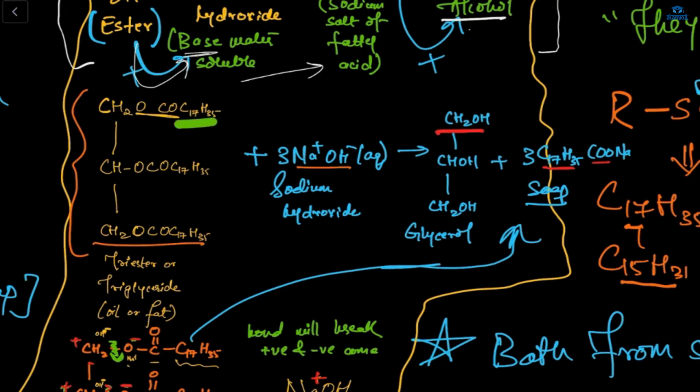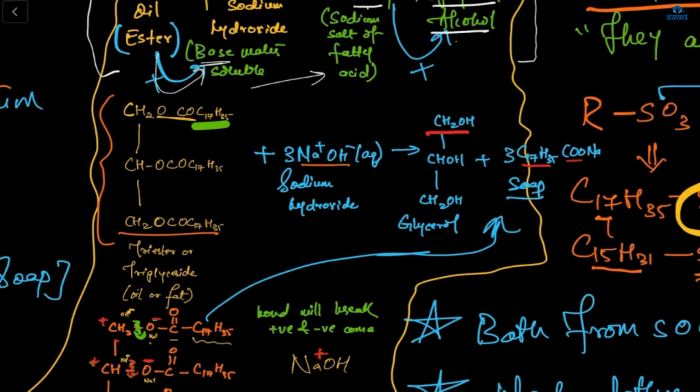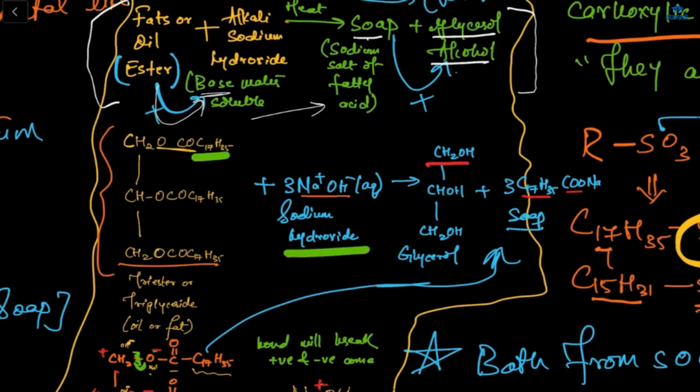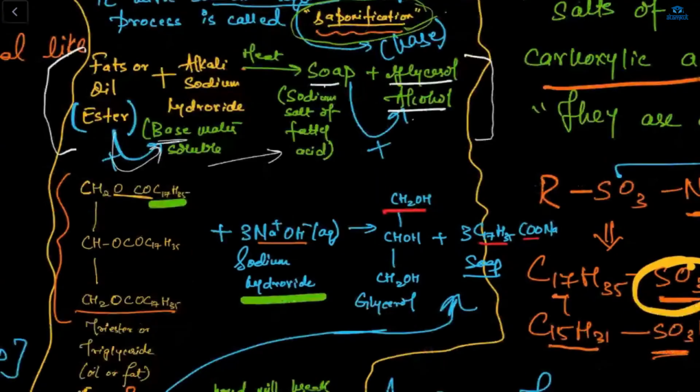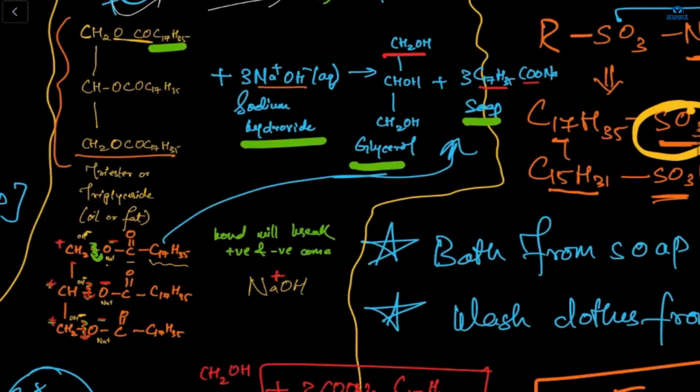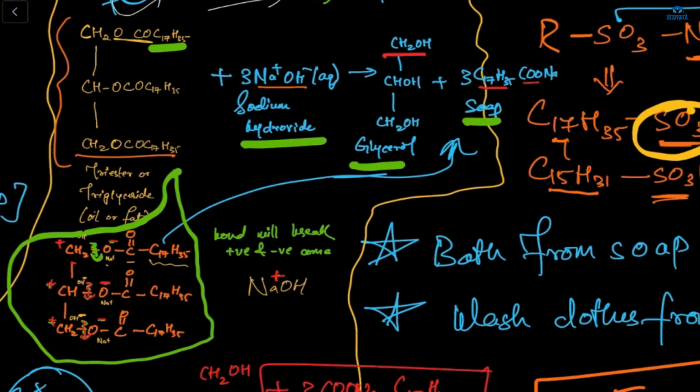CH2OOCO and the C17H35. Okay, so here I am taking your ester, and this is the formula of sodium hydroxide. When I'm heating these two, I'm getting glycerol and soap. So how is this formed? Now look here, this is a triester, meaning three ester. So I'm taking three ester over here.